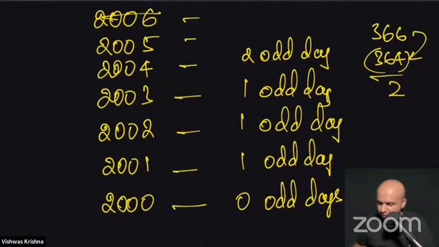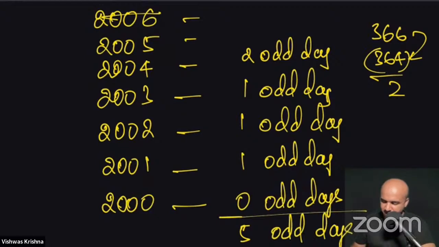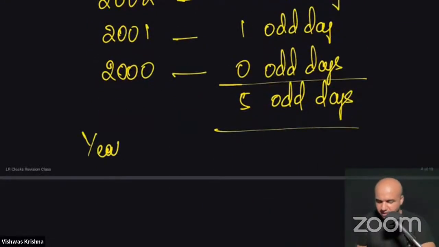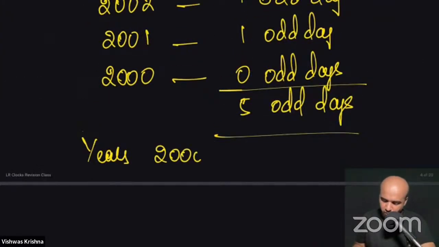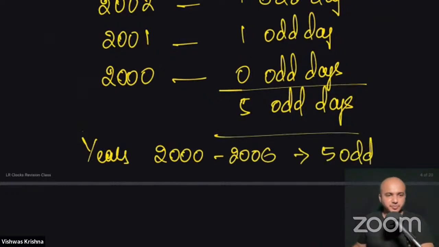So now all that we need to do is to count the number of odd days. So now if you look at the number of odd days here, 2, 1, 1, 1, 0, it is nothing but 3, 4, 5 odd days in terms of years. That is, from year 2000 to 2006, we have how many odd days? 5 odd days. That is the thing. This is one part of the problem, that's all. It's not as if we have solved the problem. It's only one of the aspects of the answer.